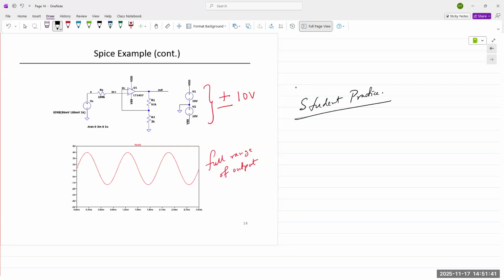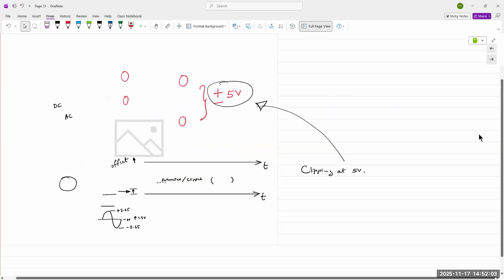Did you have a question? That's enough voltage for it to not clip. Yes. More visually, let's see if I can explain.